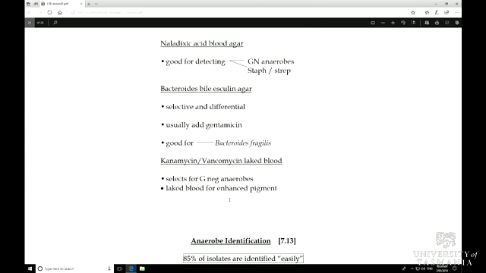So a common plate is a blood agar plate that contains nalidixic acid. They're great because they inhibit coliforms. They're good for gram-negative anaerobes. Great for Bacteroides, great for Porphyromonas, Prevotella. As a side benefit, they're also good for growing staph and streps.